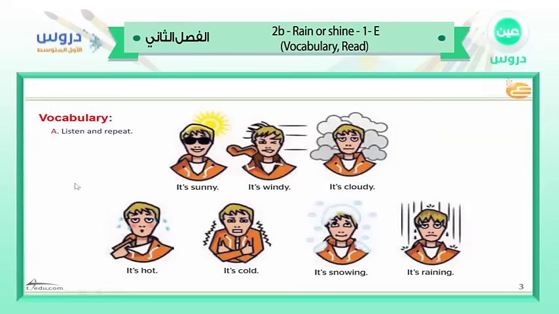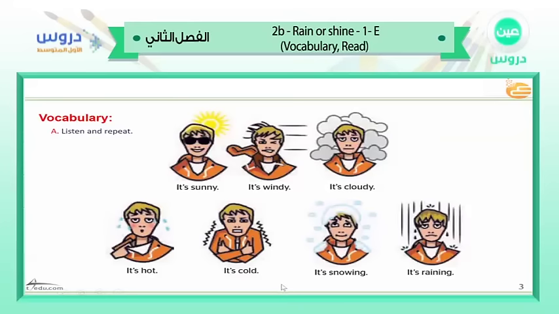Listen everyone. 2B. Rain or shine. 1. Vocabulary. A. Listen and repeat. It's sunny. It's windy. It's cloudy. It's hot. It's cold. It's snowing. It's raining.